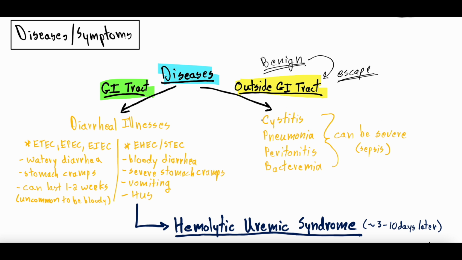So the first diseases we talk about are cystitis, or urinary tract infection, right? This can be a common thing that can occur if E. coli escape the GI tract and get into the urine. We said E. coli have all these flagella, which help them maneuver and swim. So they can actually swim up the urethra into the bladder and cause infection as well.